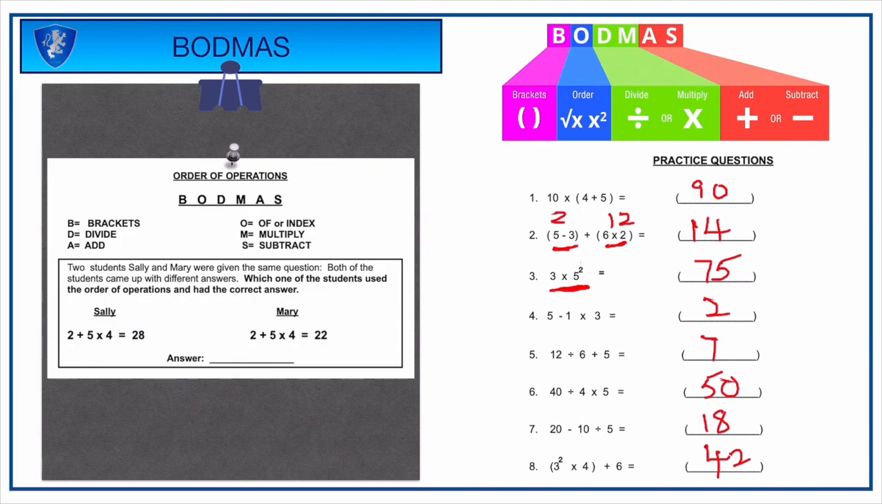Now, as you can see, what Sally did was she just added the 2 and 5 to get 7 and she multiplied by 4. That's the reason she got 28. So she hasn't followed any operation rules. She's just carried on and just added first, which you know is totally wrong. Whereas Mary is the intelligent one here, and she's quite aware of the BODMAS and the order of operations. So what she's done is she's not added first. She's multiplied 5 and 4, and that's 20, and then she's added the 2. The answer is 22. So we know now that our friend Mary is correct, and the answer is 22.